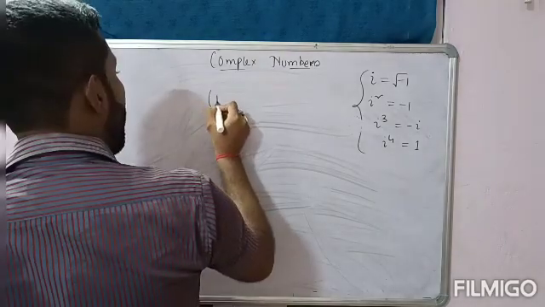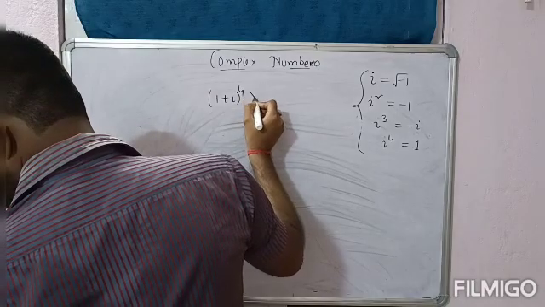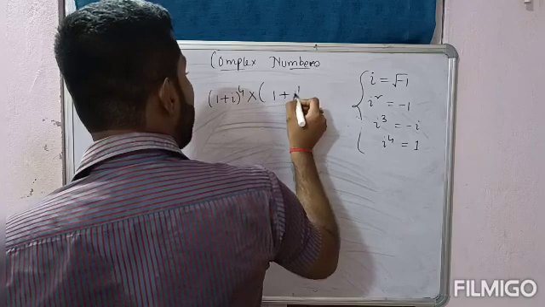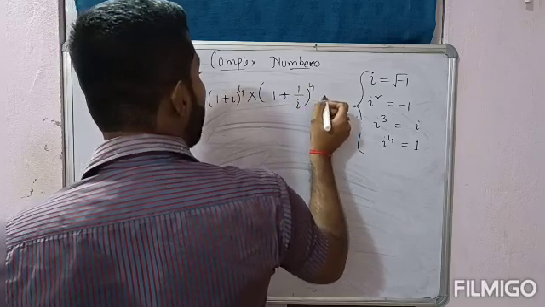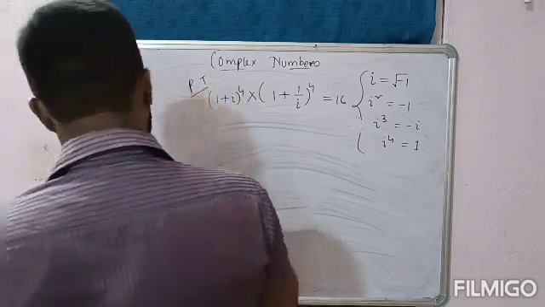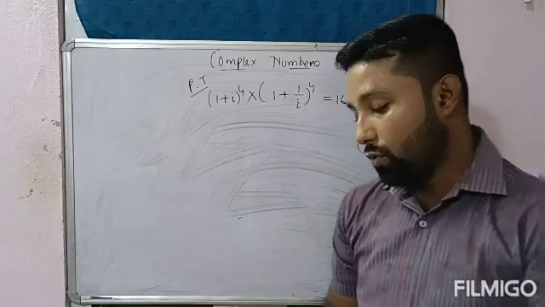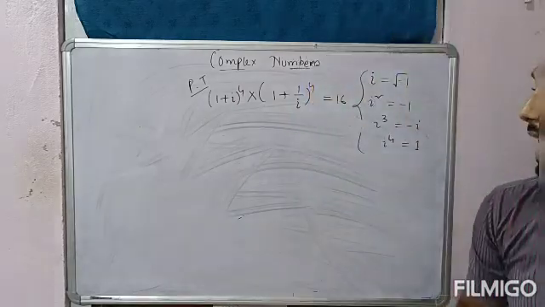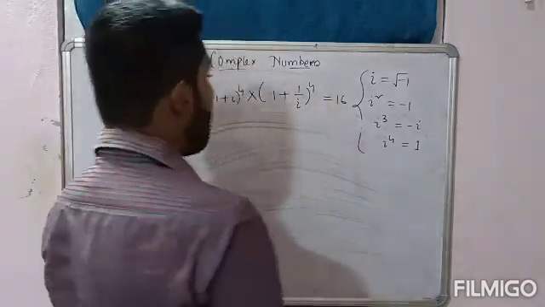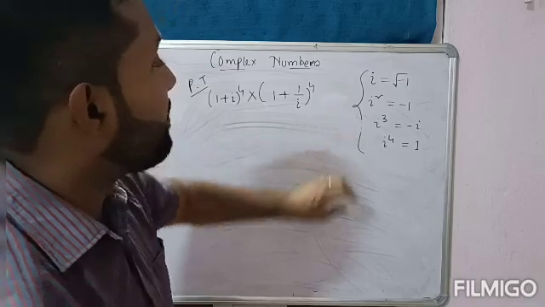Say 1 plus I whole thing to the power 4 into 1 plus 1 by I whole thing to the power 4. This is equal to 16. Proof करने के लिए दिया. Say prove that 1 plus I whole thing to the power 4 into 1 plus 1 by I whole thing to the power 4 is equal to 16. तो प्रूफ करना है.